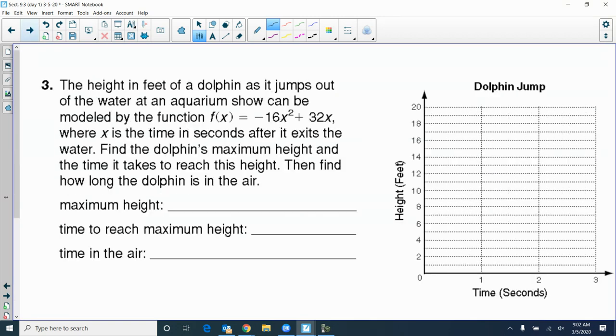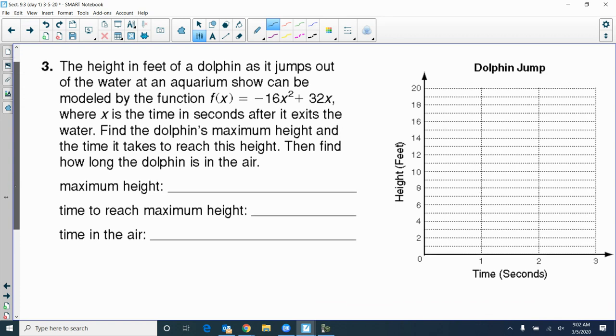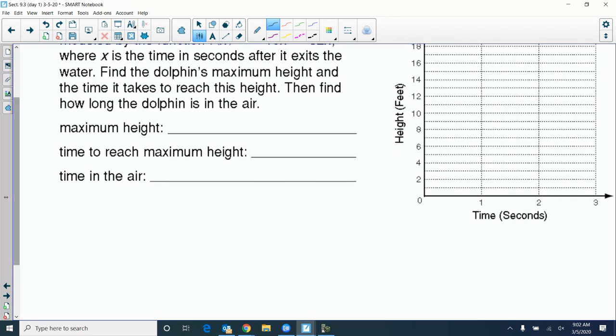Here, we got the good old dolphin one. All right, the height in feet of a dolphin as it jumps out of water in an aquarium show can be modeled by this function, where x is the time in seconds after it exits the water. Find the dolphin's maximum height and the time it takes to reach this height. Okay, then find how long it's in the air.